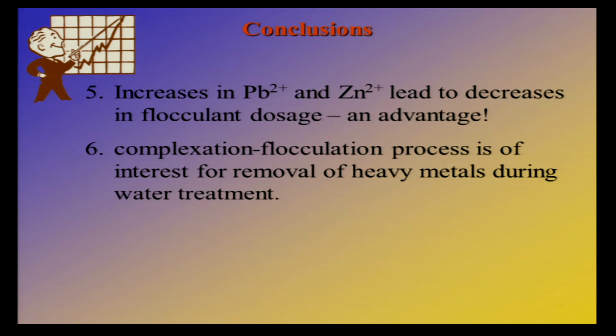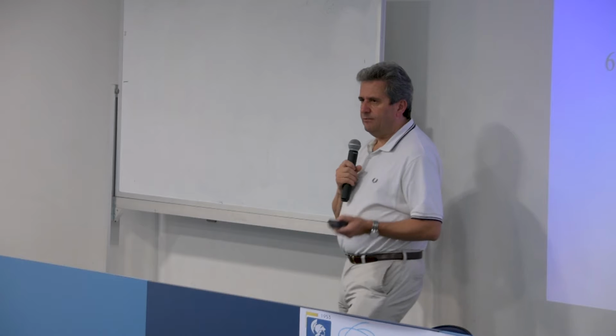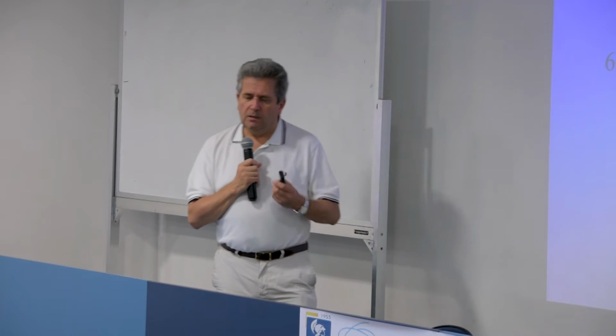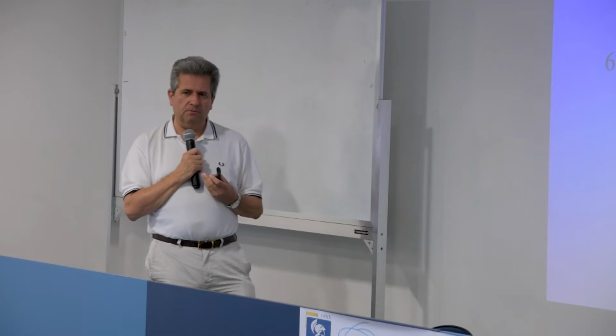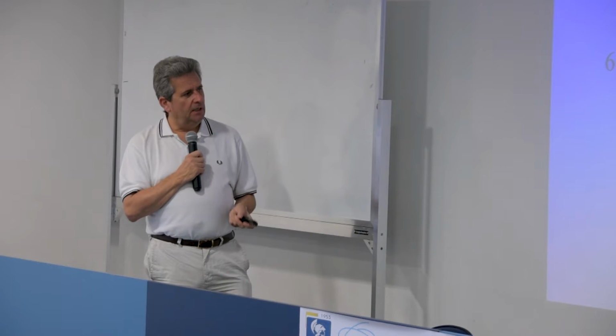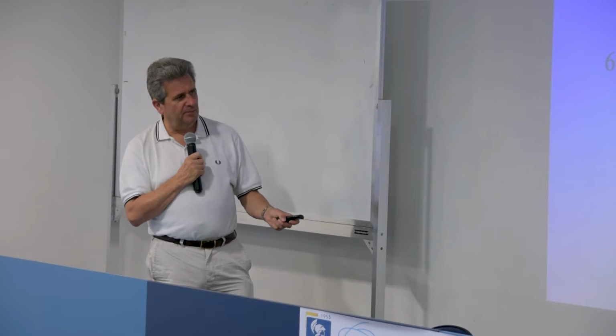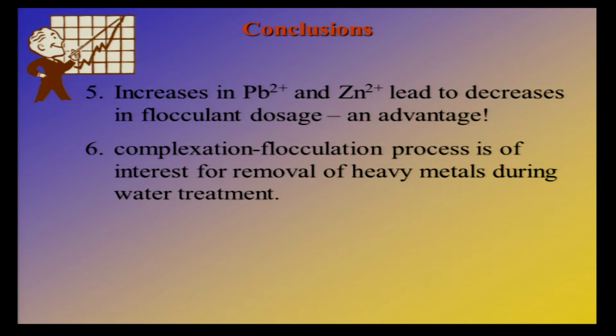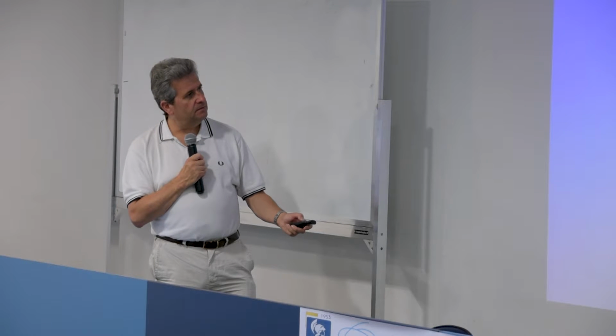Finally, I would say that the complexation flocculation process should be of interest for the removal of heavy metal ions during water treatment. So I think the focus here was really just to get rid of the heavy metal ions. But if those heavy metal ions were of value, things like copper or platinum group metals, you might want to have an additional process that can recover the metal ions. But in this case, I was thinking about the metal ions during the water treatment to make clean water that can then be returned to the environment.